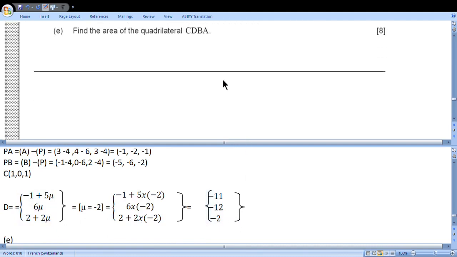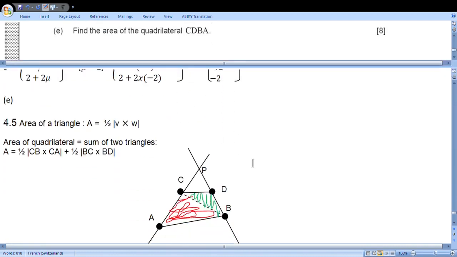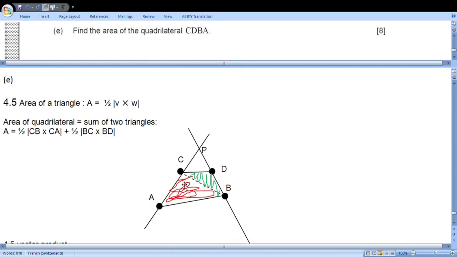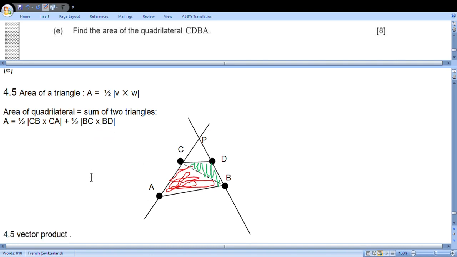Find the area of quadrilateral ACDB, 8 points. So the area of the quadrilateral is equal to the sum of the areas of triangles. The area of a triangle is half of the magnitude of the vector product of. So for triangle ACB it is CB and CA. For triangle CDB it is BC and BD.